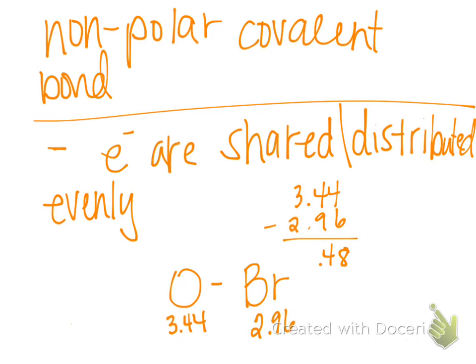What range does this fall in? Polar covalent. Okay, so this would be a covalent bond. And which way would the electrons be pulled? More towards oxygen or more towards bromine? Oxygen, because oxygen has the larger electronegativity number. So the electrons would be a little bit more on the oxygen side of this bond.